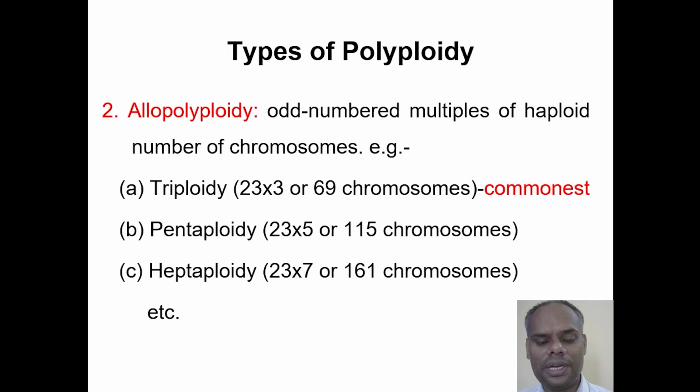Next is allopolyploidy, an odd number multiple of the haploid number of chromosomes, example triploidy, which is 23 multiplied by 3 or 69 chromosomes, which is commonest. Pentaploidy is 23 multiplied by 5 or 115 chromosomes, and heptaploidy has 23 multiplied by 7 or 161 chromosomes, etc.